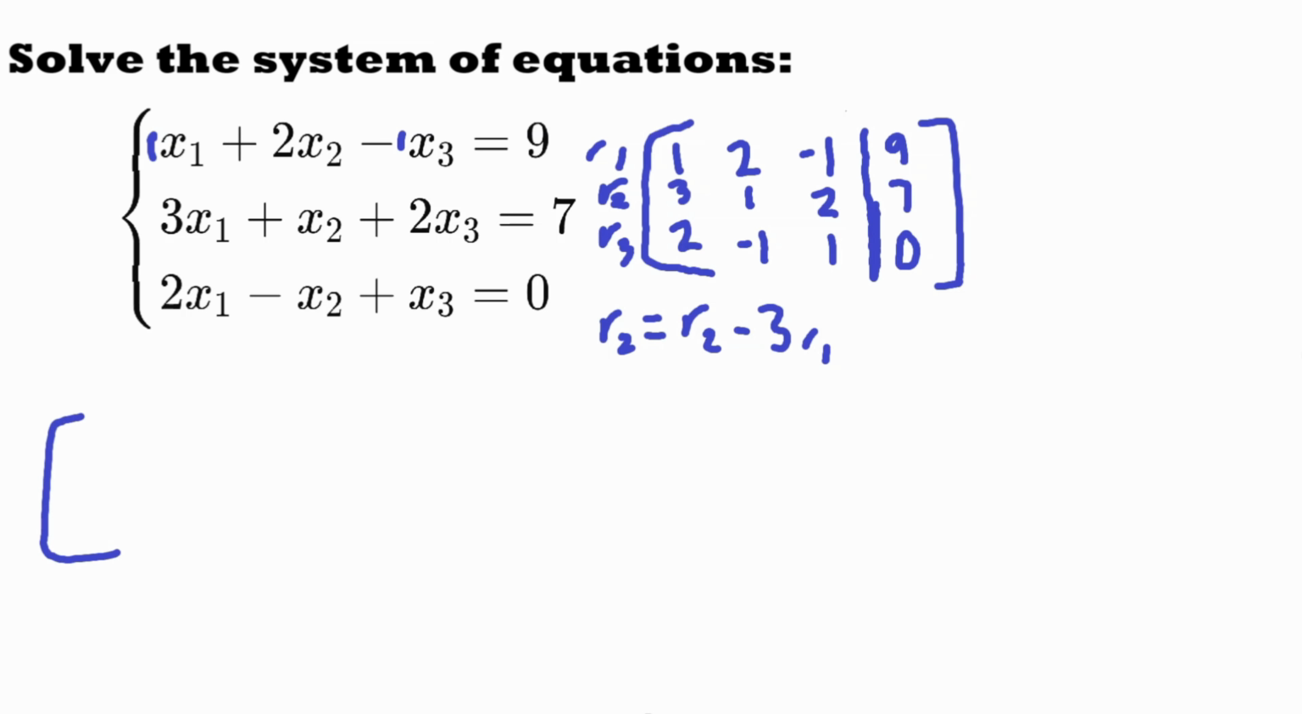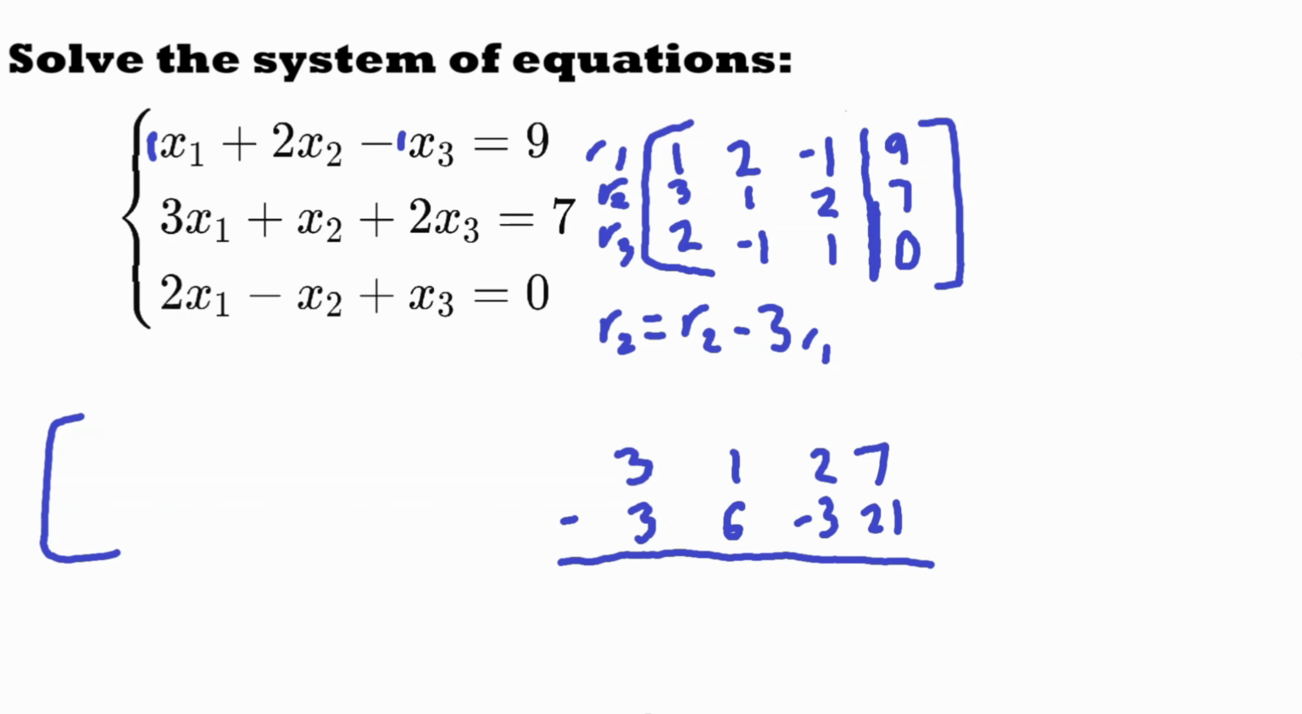So our row 2 is equal to 3, 1, 2, 7. Okay, and if we subtract 3 times row 1, that'll be 3. This 2 here is 6. This negative 1 would be negative 3. And then the 7 would be 21. Okay? So let's go ahead and do the subtraction. So 3 minus 3 is 0. 1 minus 6 is negative 5. 2 minus negative 3 is 2 plus 3, right? So that gives us 5. And then 7 minus 21 is negative 14.